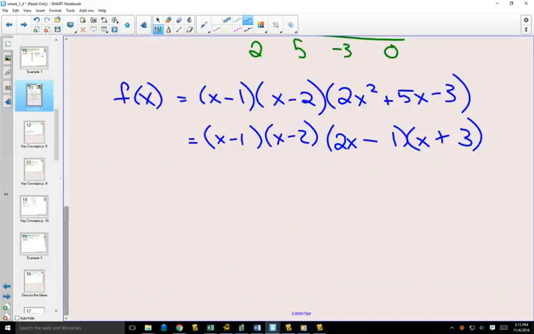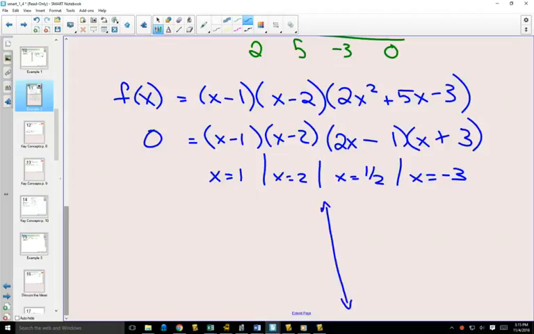Now that this is factored completely, if we made this equal to 0, we would find out that the following are the x-intercepts. And when we go to do a sketch of this graph, we would have 1, 2, 1/2, and -3 as our x-intercepts.